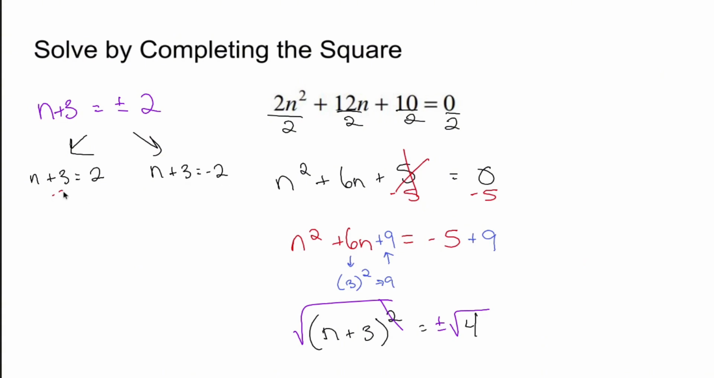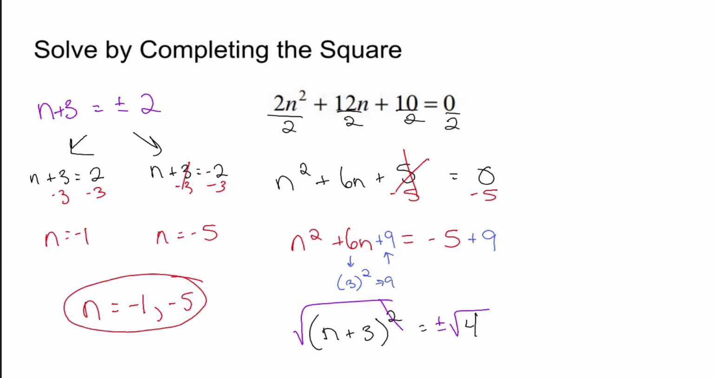Subtract 3 from both sides, n equals negative 1. Subtract 3 from both sides, and n equals negative 5. So that gives me two potential answers, n equals negative 1 and negative 5. And that's completing the square.